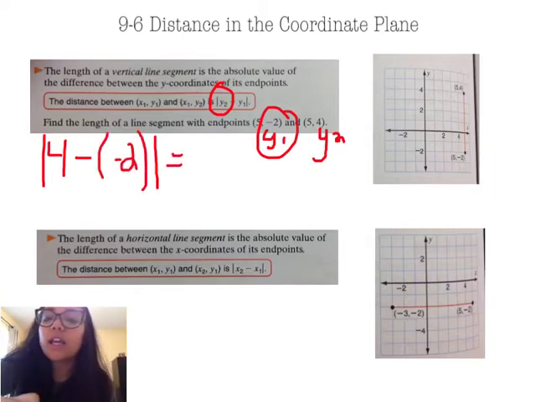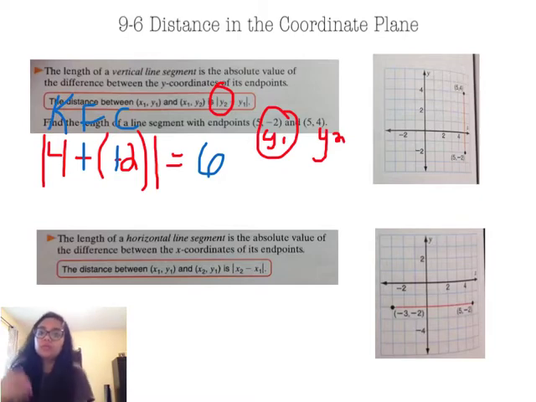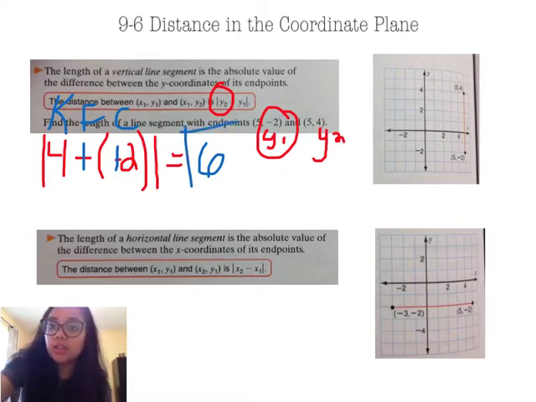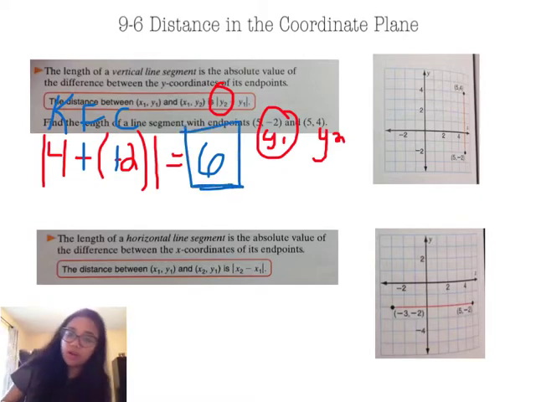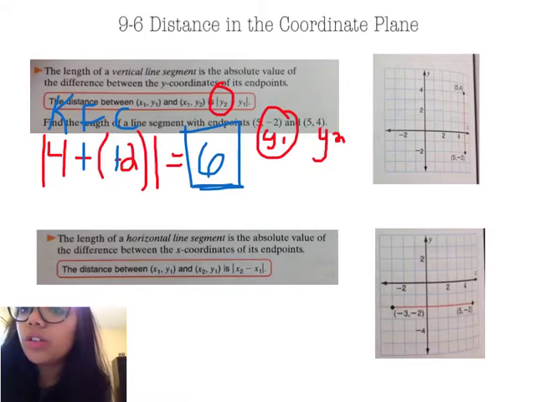4 minus negative 2. When you have a minus and negative, you can flip, change. 4 plus 2, positive 6. So the answer to the first one is positive 6. The distance between them is positive 6. And you can see that on a graph. So let's check our work. So let's go ahead and count. 1, 2, 3, 4, 5, 6. Awesome, I did it right.